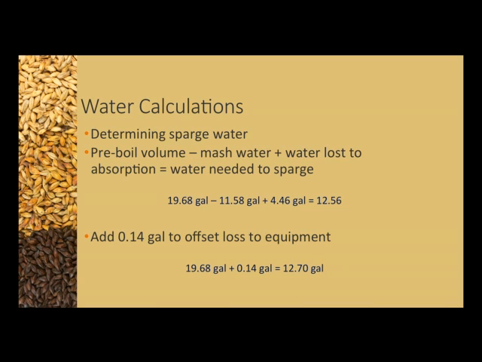The last thing to consider when calculating the amount of water needed for sparging is loss to the system by way of dead spaces and hoses. For example, we have determined that we will need an additional 0.14 gallons to offset loss to equipment, making the total sparge volume 12.7 gallons.